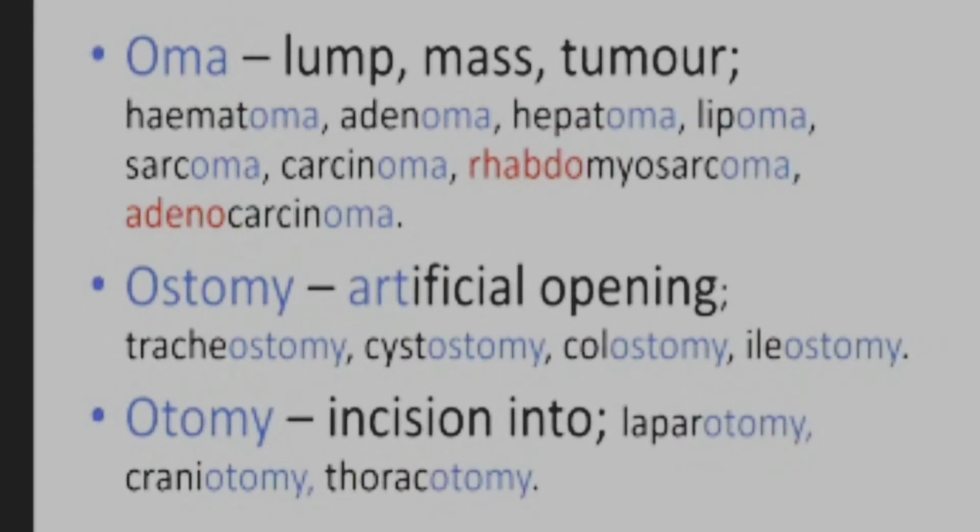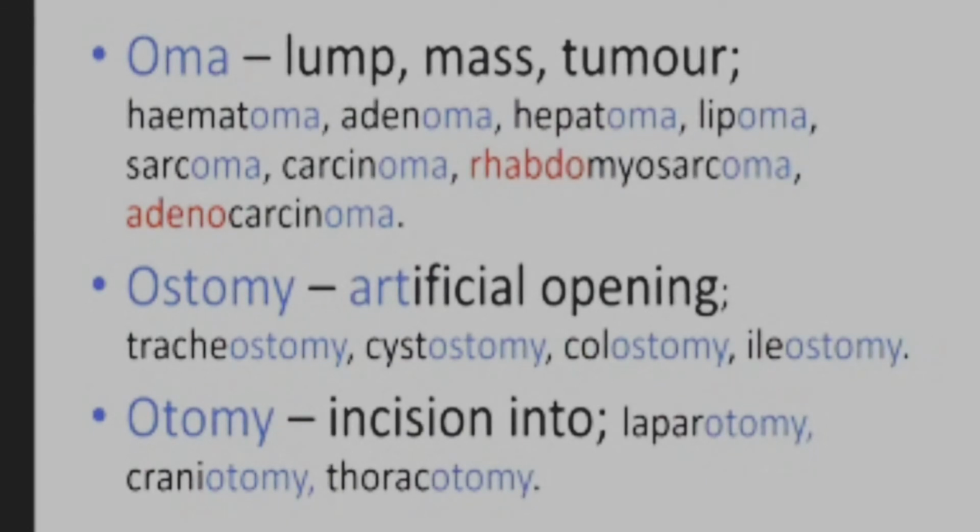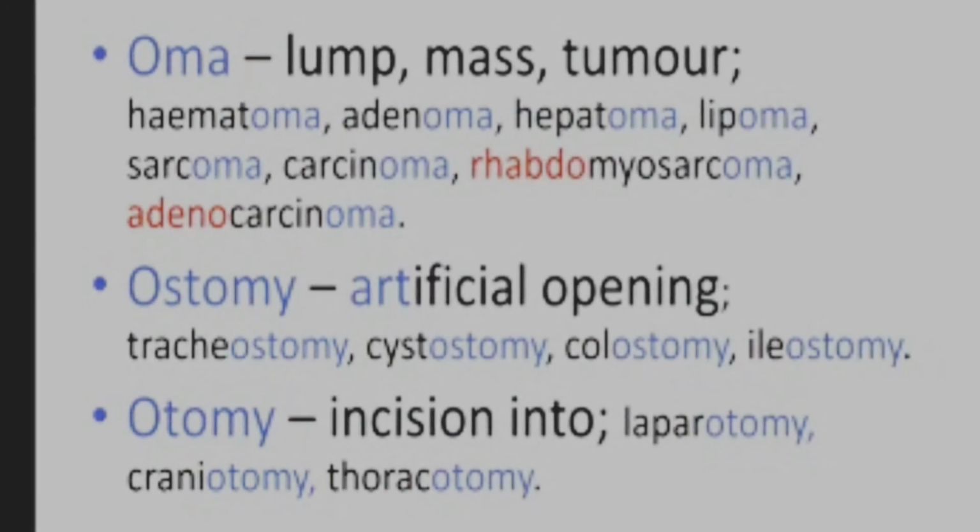Carcinogenic items are cancerous, like the consumption of some carcinogens, like cigarette smoking and those kinds of things, rhabdomyosarcoma. Then we have adenocarcinoma. Ostomy is an artificial opening, a kind of laceration or puncturing of the tissue. Tracheostomy, cystostomy, and colostomy.